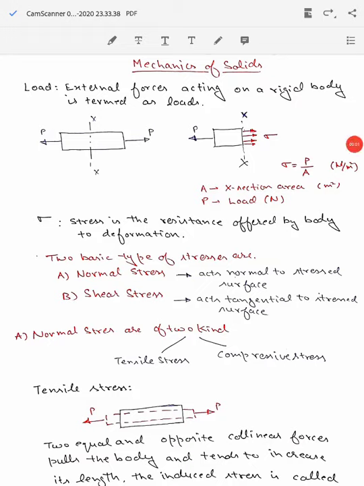Dear students, in this lecture we are going to discuss the fundamental aspects of the mechanics of solids. We will discuss stress, strain and their relationship, and also the stress strain diagram for a ductile material.